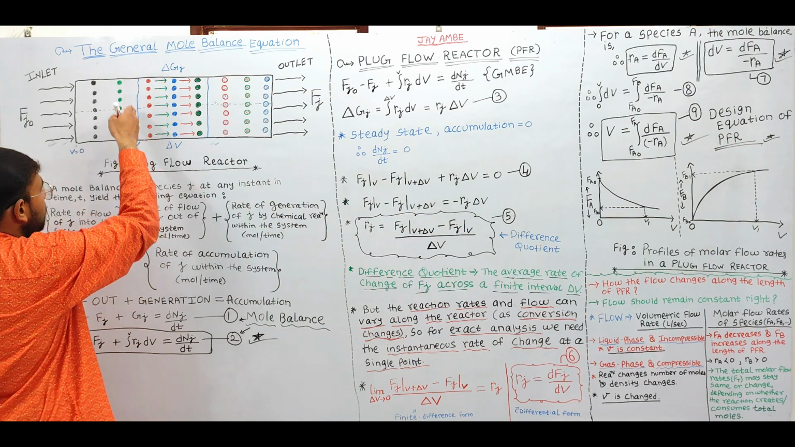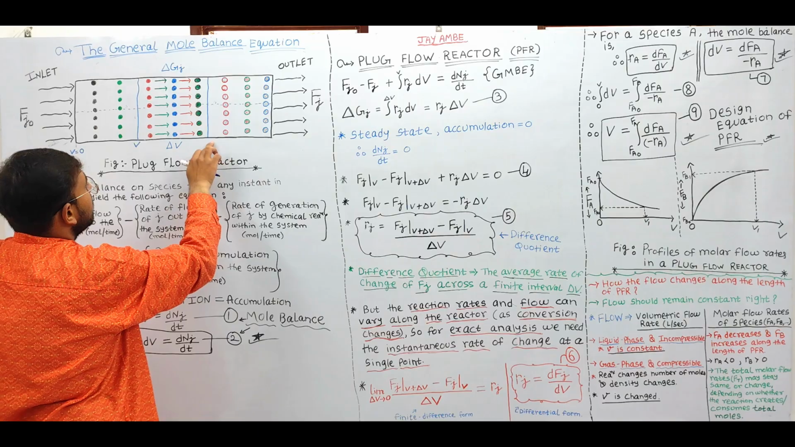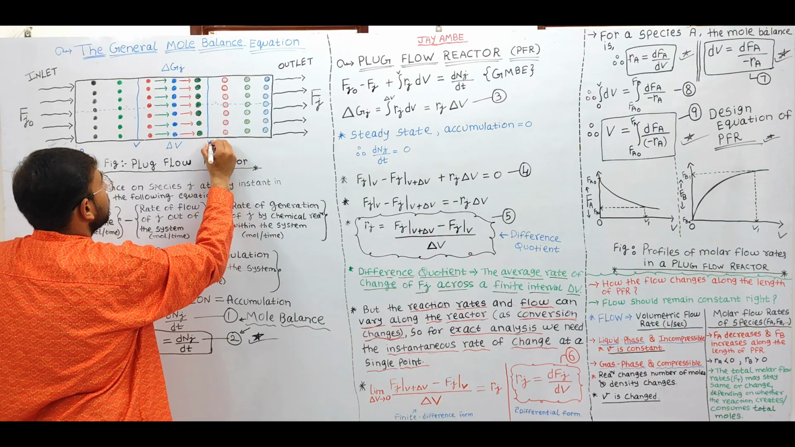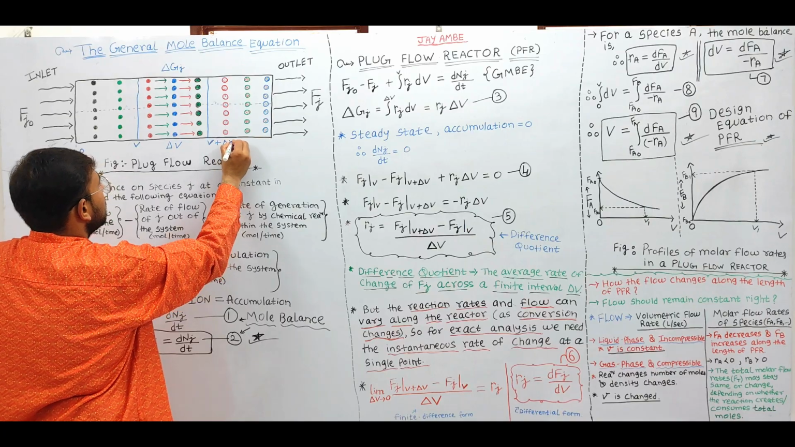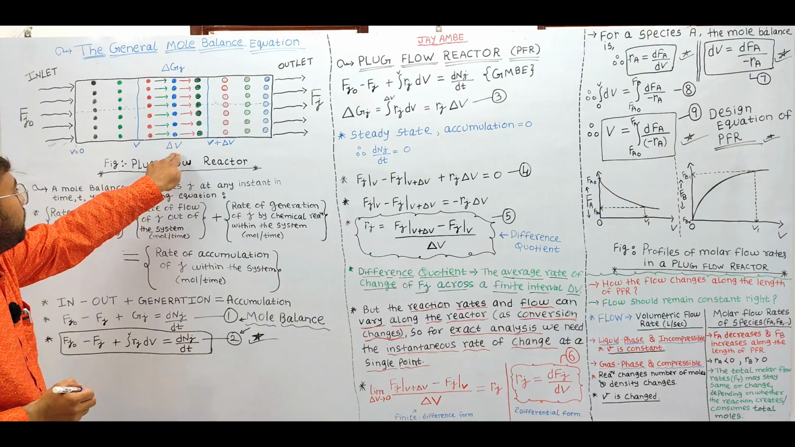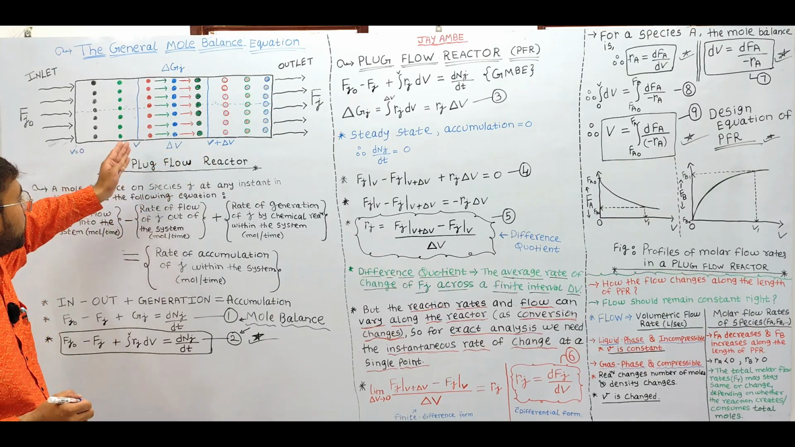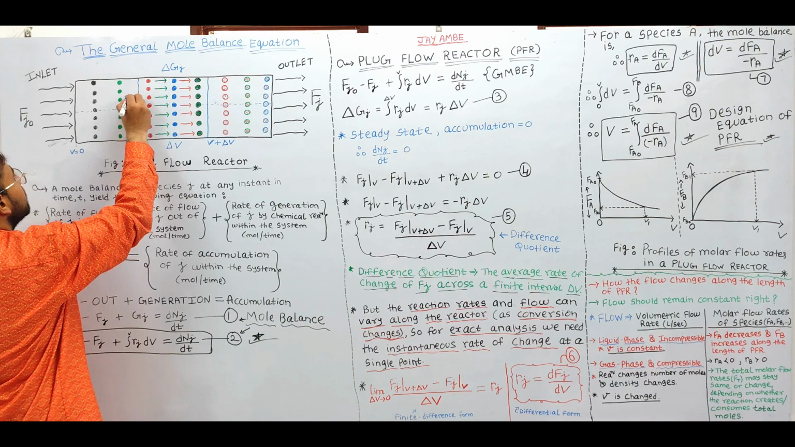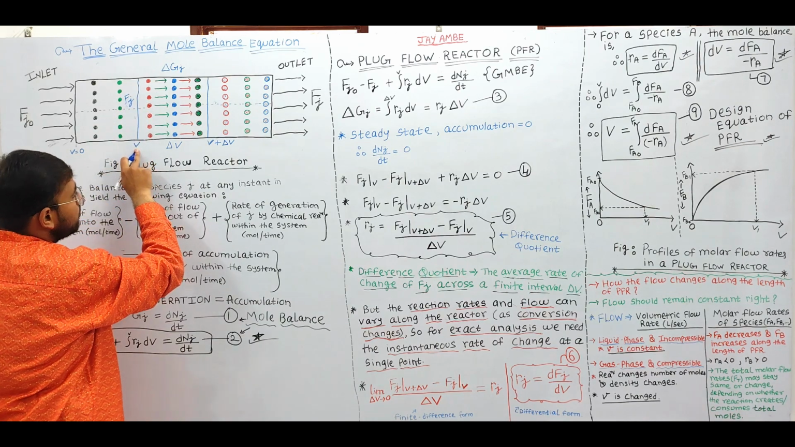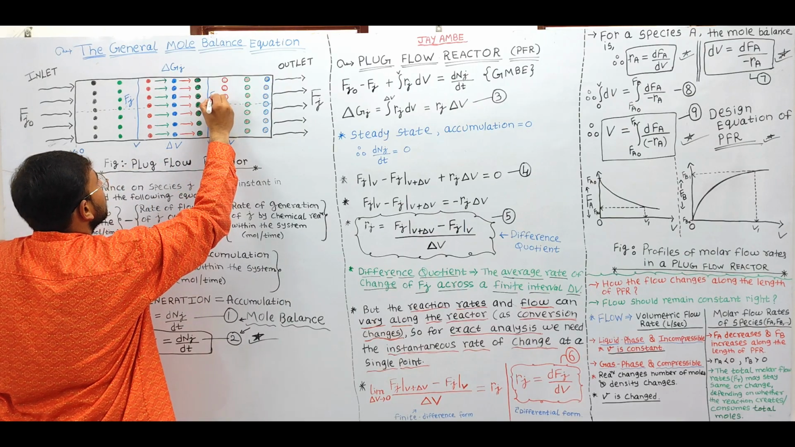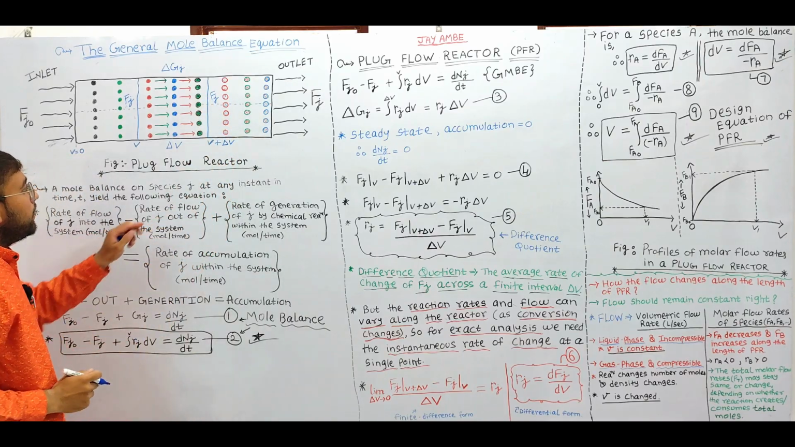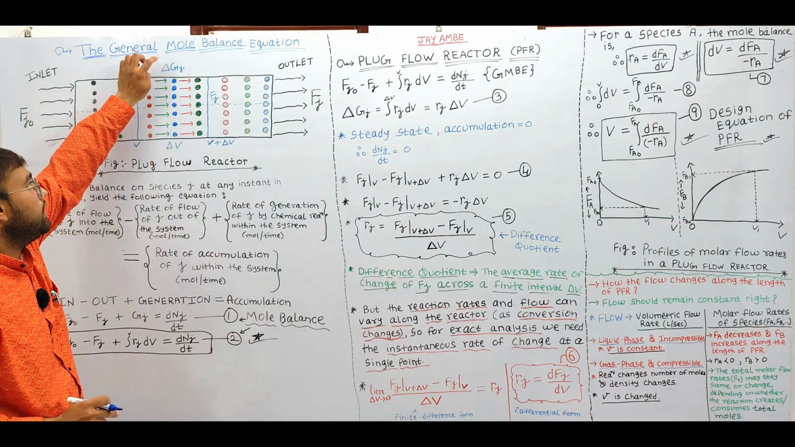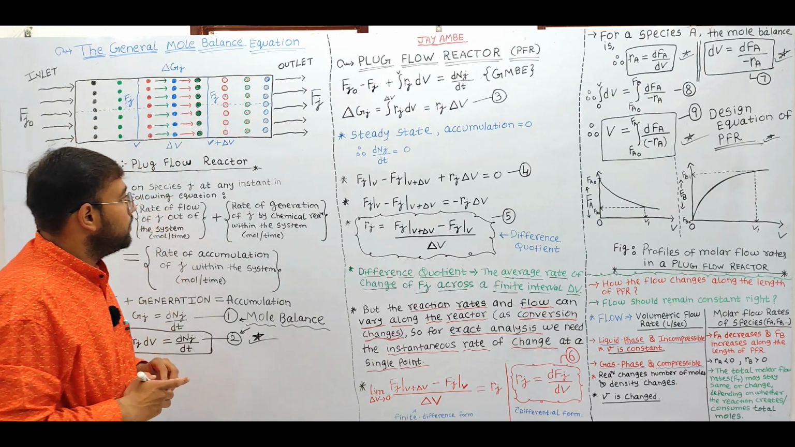So let's say at this position we have the volume V, and at this position we'll have the volume of V plus delta V. For the inlet part, the flow rate which is entering the volume at position V will be indicated by Fj at position V, and the outlet flow rate will be indicated by Fj at the position of V plus delta V. In the finite volume delta V, we will have the uniform rate of generation, which is delta Gj. So we are accounting for that.